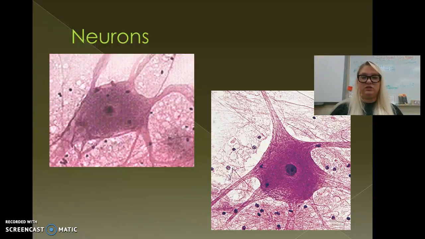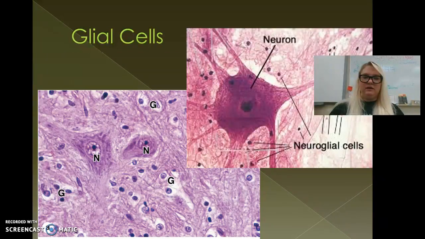So they're going to be kind of star-shaped cells, pretty large cells. The really dark dot in the center is going to be the nucleus of the cell. And you can see that it has all of these arms kind of hanging off of it. That's kind of important when you're looking at neurons. That's a really good way to tell if it's a neuron or not.